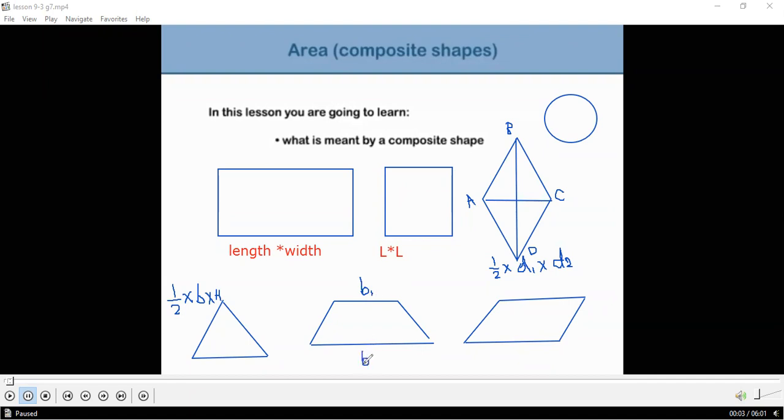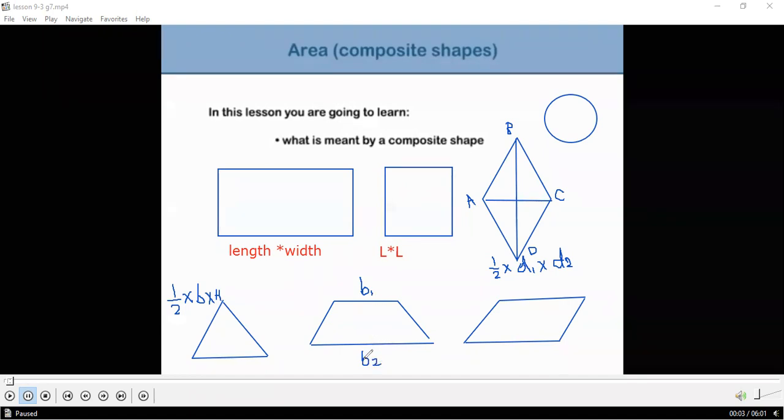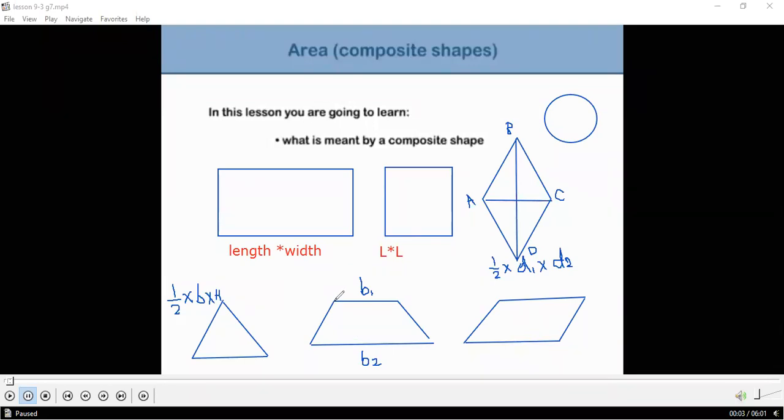Let me help you. The trapezoid has two different bases, right? So this is called B1 and this is called B2. If I want to calculate the area of the trapezoid, it will be the average of the lengths of the two bases multiplied by height.